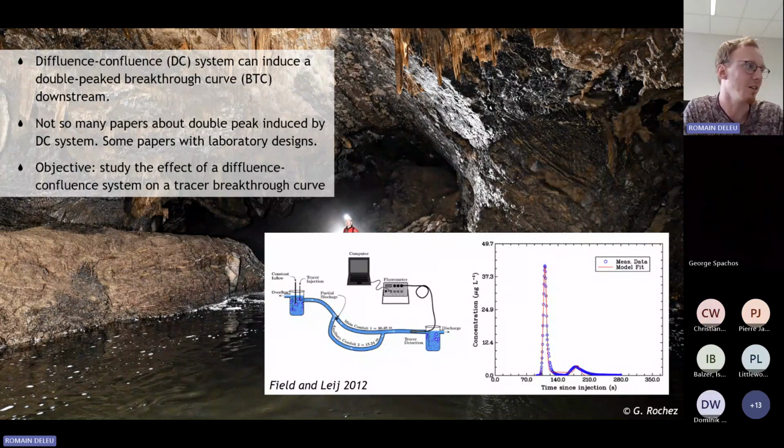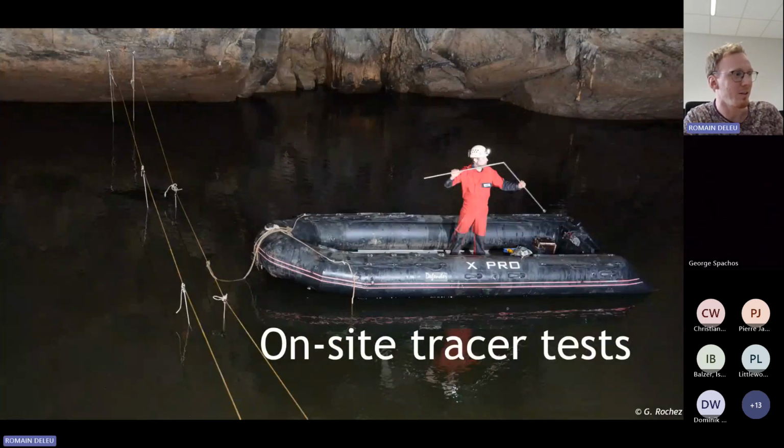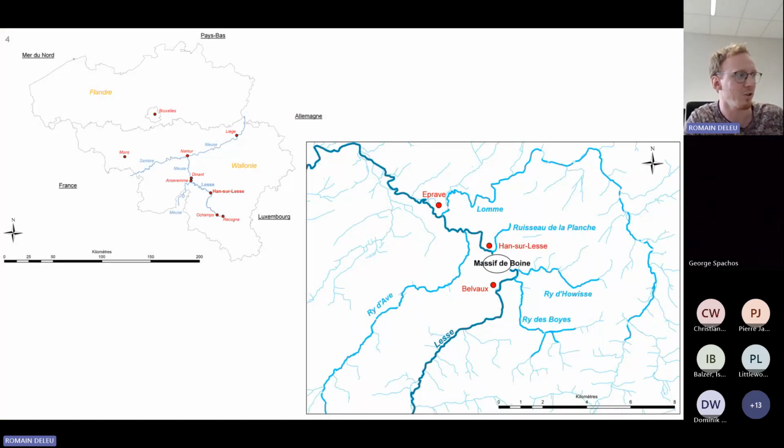So the objective here is to study the effects of such a system on a tracer breakthrough curve, just like the figure here, but in the field in an actual cave. So we started with on-site tracer tests, which were done in An-sur-Lesse in Belgium.